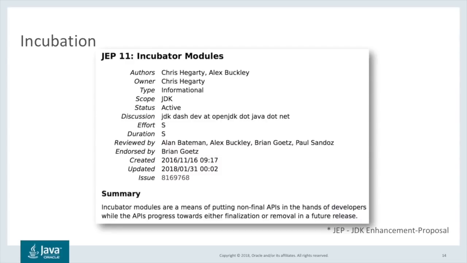JEP 11 is an informational JEP that describes what incubating features are, their purpose, and their delivery mechanism through incubator modules. Simply put, incubator modules are a means of putting non-final APIs in the hands of developers, while the APIs progress towards finalization or removal in a future release.